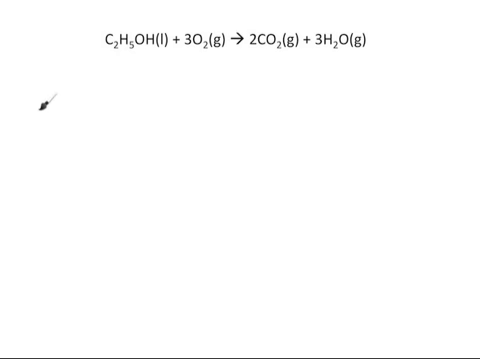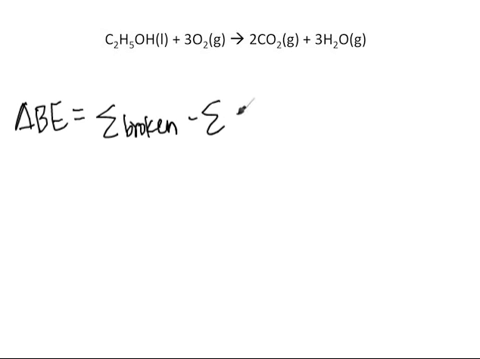Okay, let's calculate the bond energy. So the bond energy is a little bit more complicated this time because there are more bonds, right? So we're going to do the bonds broken minus bonds formed, right? The sum of the bonds broken minus the sum of the bonds formed. Okay, and so what bonds are going to be broken? So let's draw ethanol really quickly.